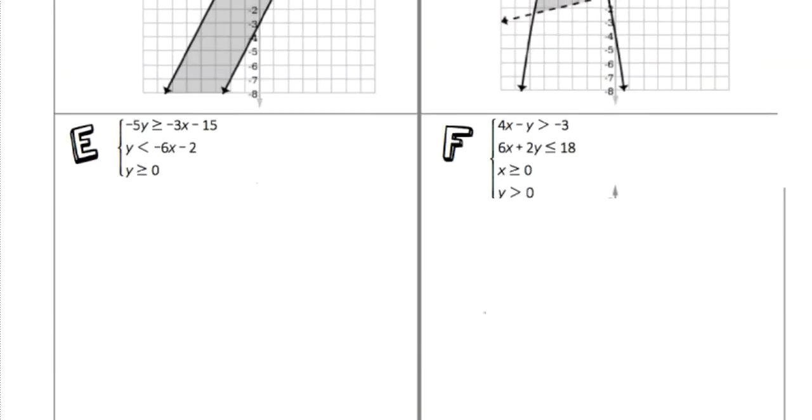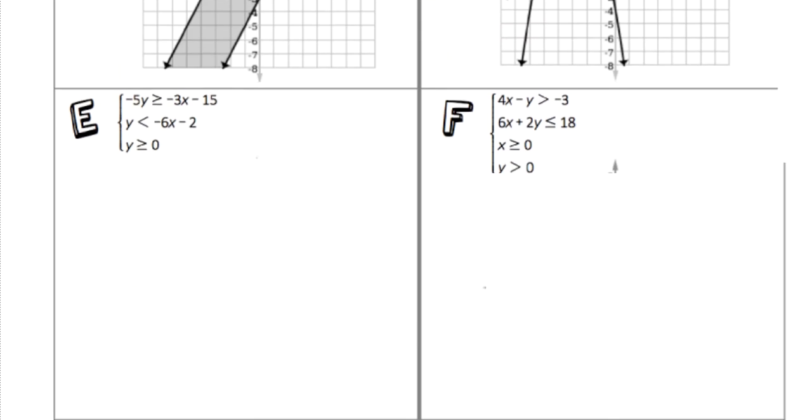Okay, let's move on to E and F here. So in E, we now see that we have 3 functions, okay? These are 3 linear functions, so I can see that my first one, I'm going to need to rewrite that in slope-intercept form. So remember, when we divide by -5, that's going to flip the inequality symbol around because we're dividing by a negative. My slope would be 3/5, and my y-intercept would be 3.